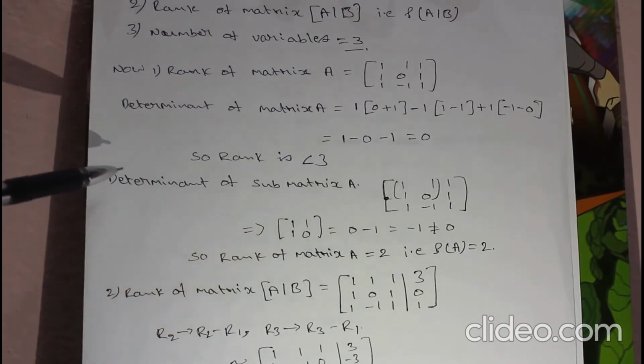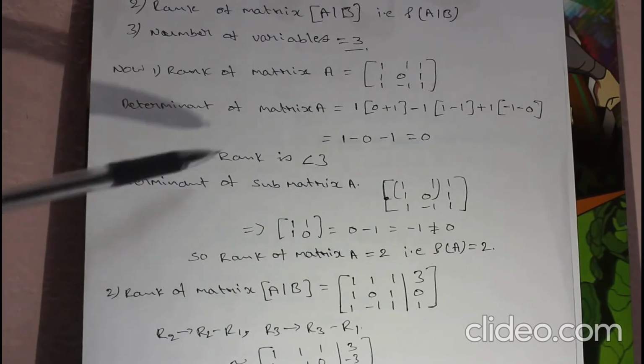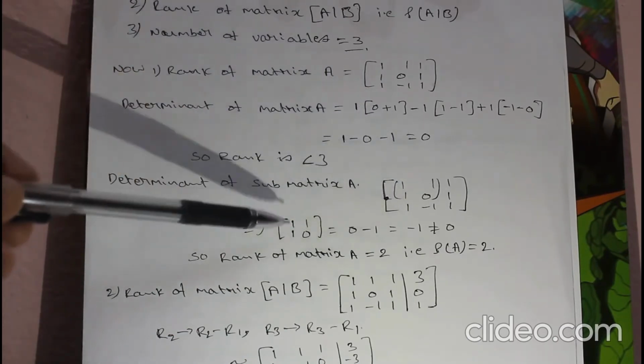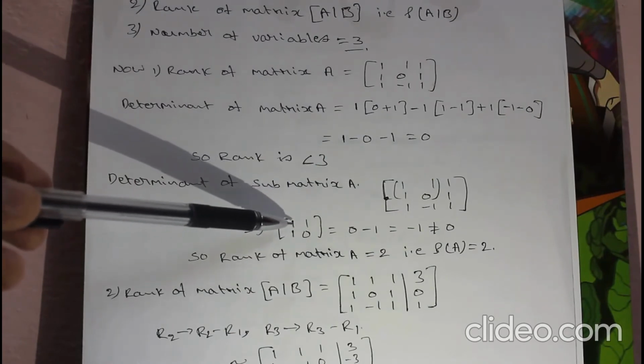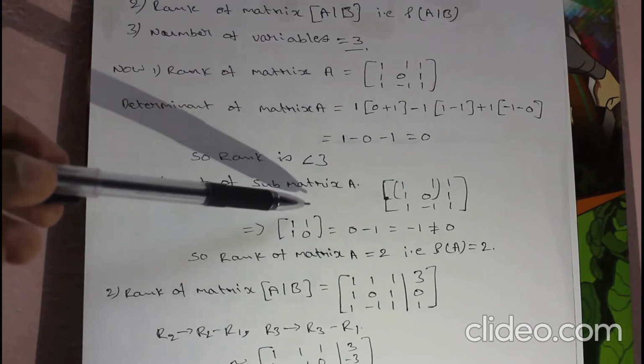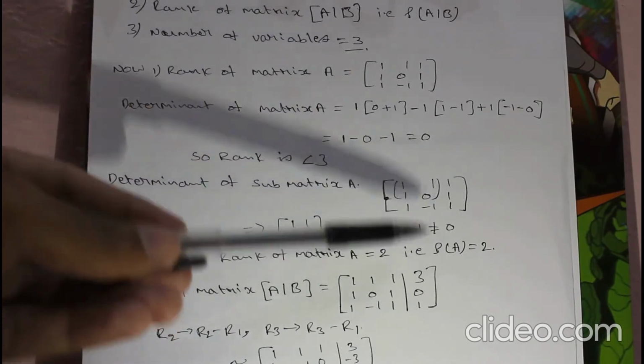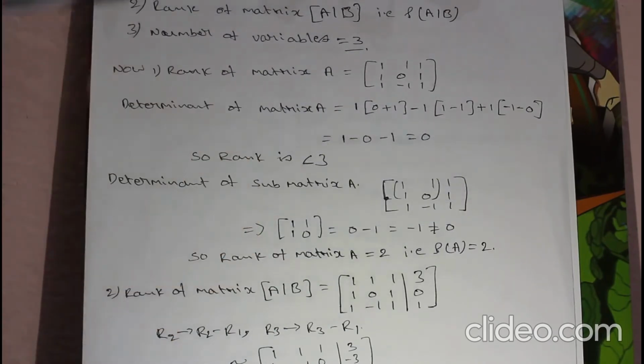Okay, we have to find the determinant for the submatrix. So the determinant of the submatrix, we take the [1 1; 1 0] submatrix. The determinant is 1 into 0 minus 1 into 1, so minus 1, which is not equal to 0. So the rank of the matrix is 2. So rank of matrix A is equal to 2.